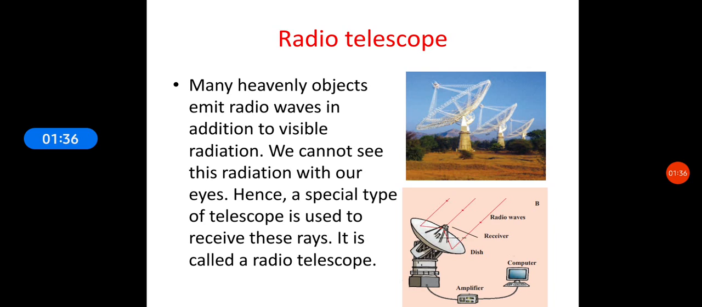As shown in the picture, a large radio telescope called the Giant Metrewave Radio Telescope, that is GMRT, has been erected at Narayangaon near Pune. It uses radio waves having wavelengths of about a meter coming from heavenly bodies to study those bodies. This telescope is actually a collection of 30 dishes, each having a diameter of 45 meters.